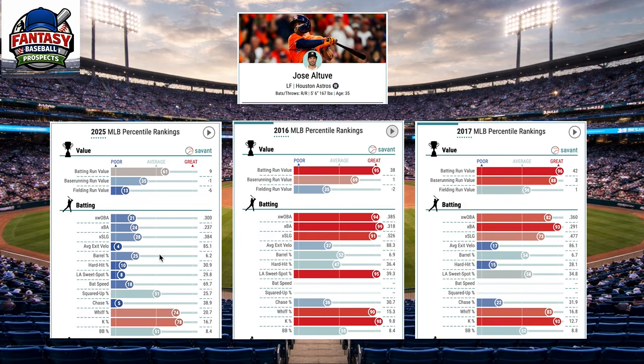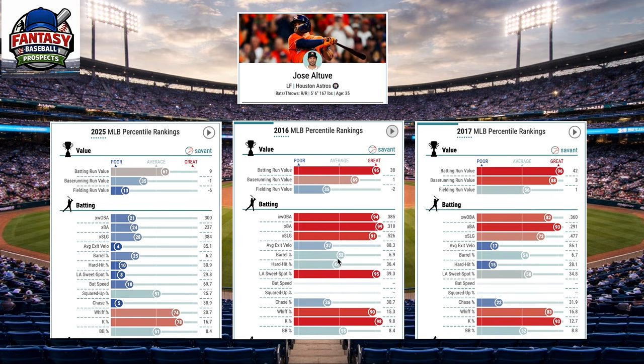So I wanted to see what he looked like when he was at his best. He won the MVP in 2017 and was third in voting in 2016. But based on this data, 2016 was his best year, with his highest expected weighted on base average. It's because his barrel rate was almost 7%, hard hit rate 36%, and his launch angle sweet spot was an amazing almost 40%. So he was really major league average in two of them and exceptional in the third.